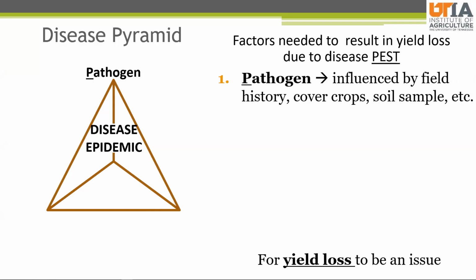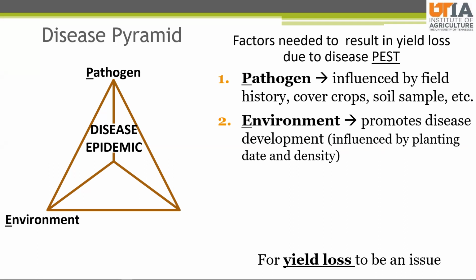So first you have to have the pathogen present. This is influenced by your field history, cover crops, as well as getting your soil sample to know what pathogens, such as nematodes, you might have in your field. Next, you need the right environment. The right environment to not only allow infection, but for disease to then develop.